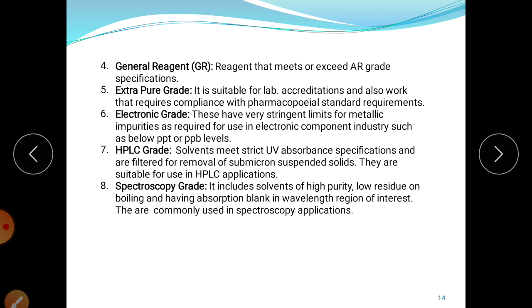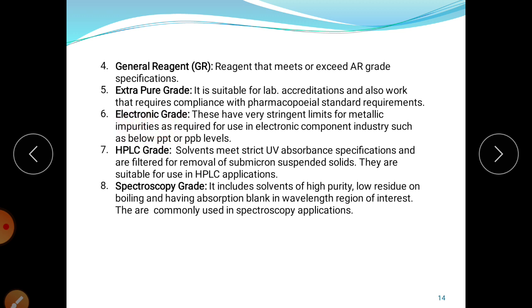Then the fifth one is extra pure grade. These extra pure grade chemicals are suitable for laboratory accreditation work, and they are also suitable for work that requires compliance with pharmacopoeial standard requirements.